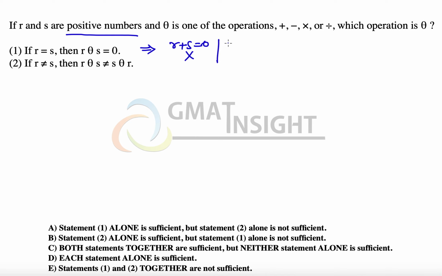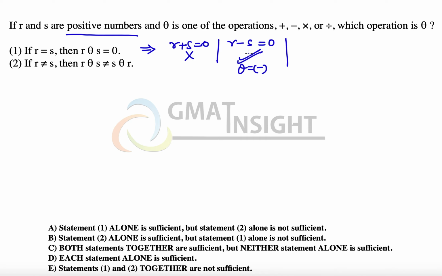The second possibility, if the theta symbol is taken as negative, is R minus S. Can R minus S be equal to 0 if R is equal to S? Then the answer is definitely yes, because 2 minus 2 will be equal to 0, so theta definitely can be the negative sign. That's one possibility.